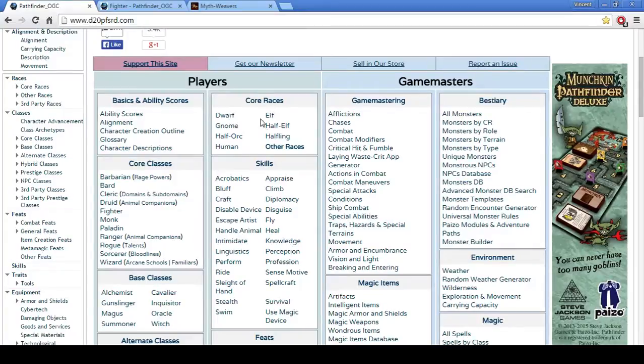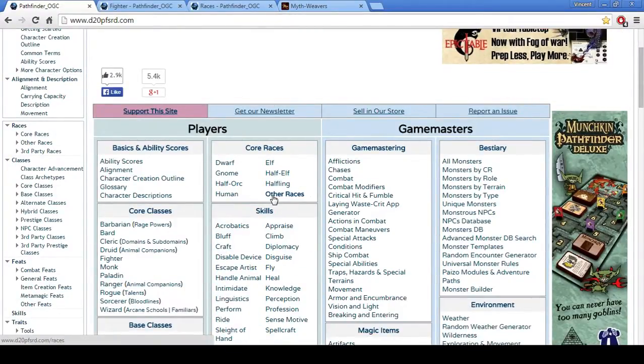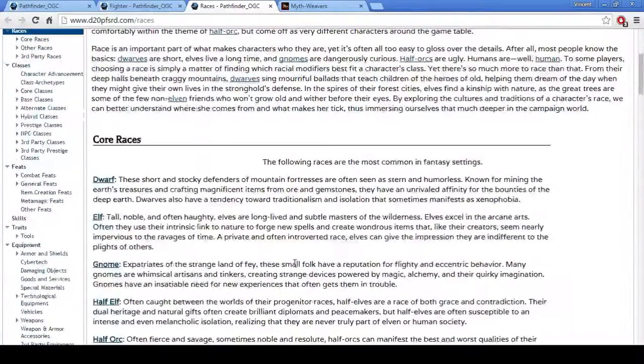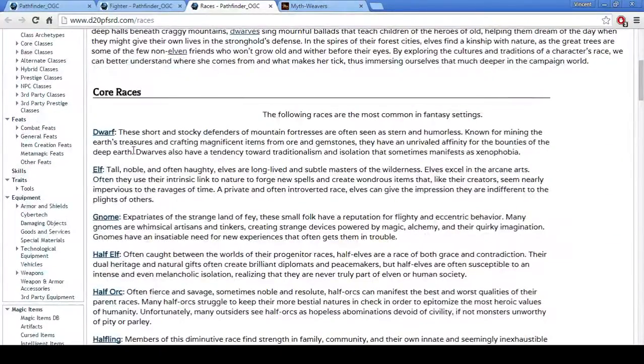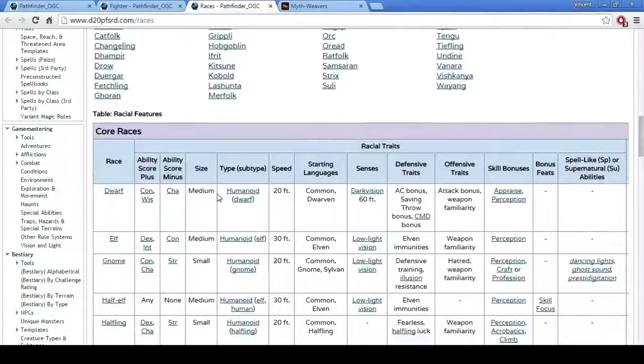I don't particularly like picking races like this. I quite like picking races if you click on the races tab, which gets you to a page that just lists all the races. Your selection of races is going to depend on what books you have access to. There are core races like dwarves, elves, gnomes, half-elves, and all this stuff. But there is a huge number of races.